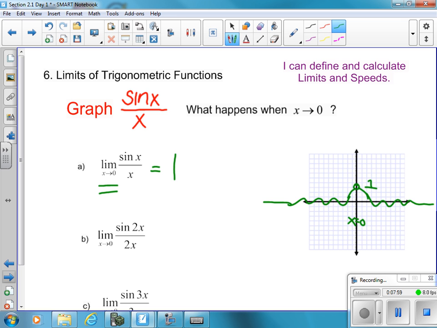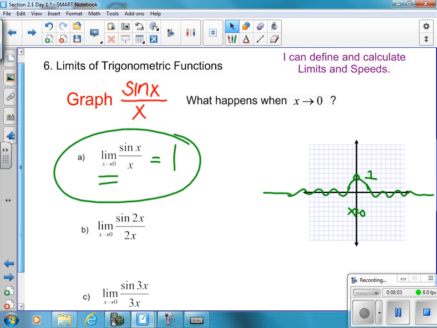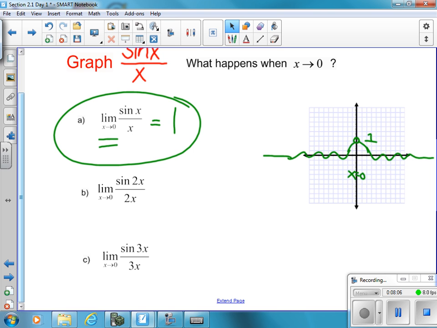This is something you should memorize and know. Correspondingly, sine of 2x over 2x is also equal to 1, and sine of 3x over 3x is also equal to 1. And those are just things you should memorize.